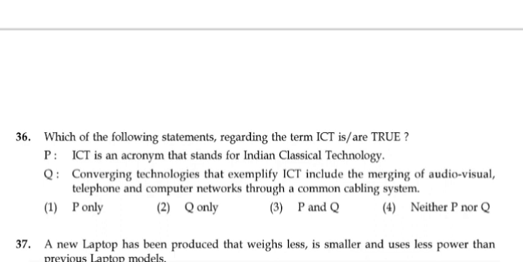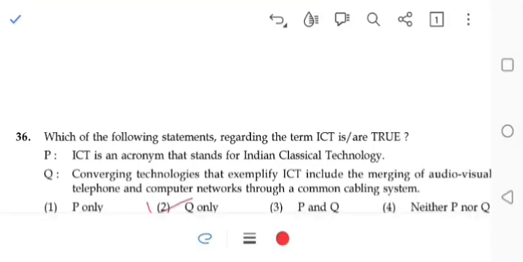ICT is an acronym that stands for Indian Classical Technology. This is wrong because I have already told you the correct acronym, the correct full form. Q, converging technologies that exemplify ICT include the merging of audio-visual, telephone and computer networks through a common cabling system. P only, Q only, P and Q, neither P nor Q. 36, the correct answer will be number 2. That means only Q is our correct answer.